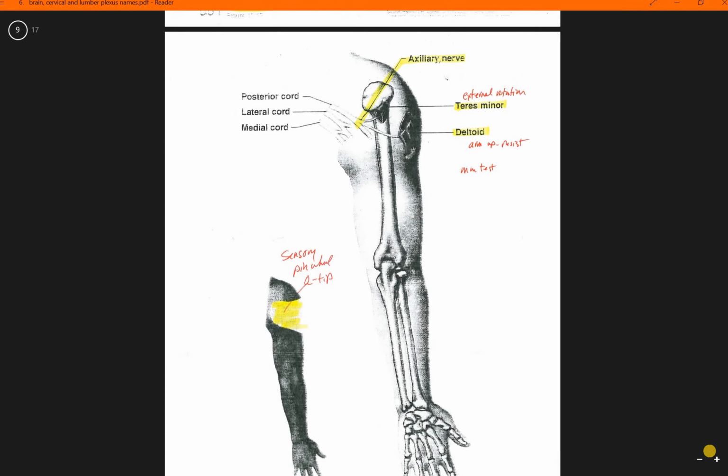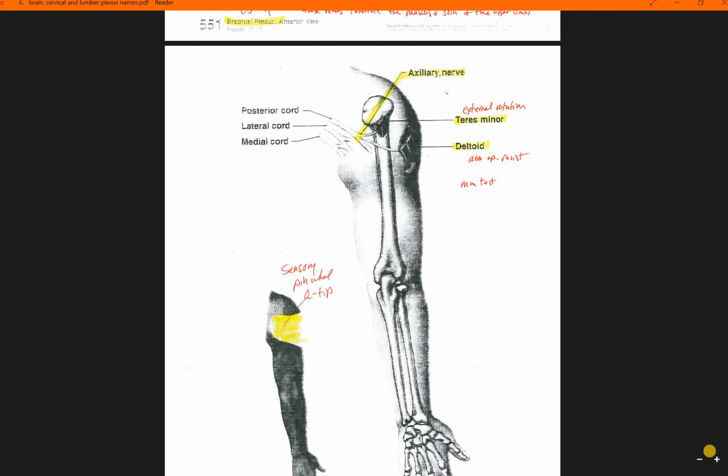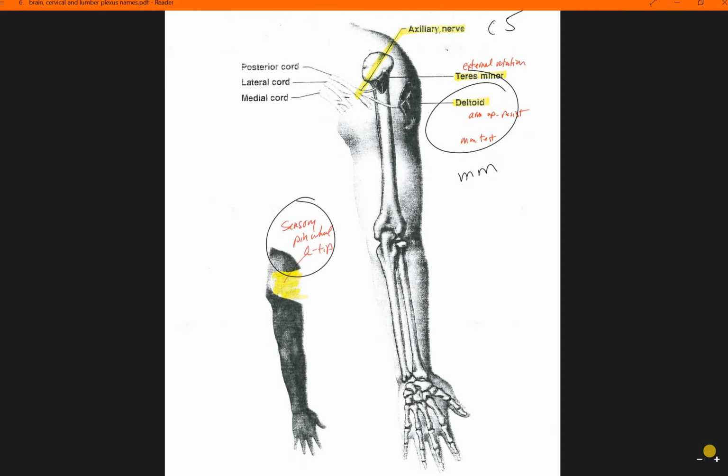All right, axillary nerve comes out of the neck, so C5 area, and eventually C5 turns into the axillary nerve, which innervates the deltoid area. Okay, so you're going to muscle test the deltoid and sensory test the deltoid area.